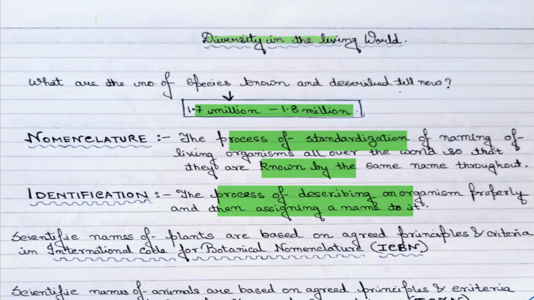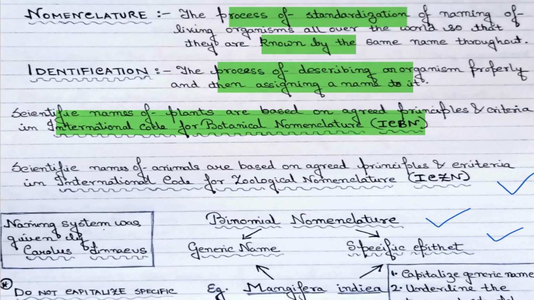Now scientific names cannot be given just like that. There are a set of protocols, like I mentioned before. So where are those protocols, principles and criteria written? For plants, it is written in the International Code for Botanical Nomenclature, and in case of animals, it is written in the International Code for Zoological Nomenclature. The former is known as ICBN and the latter is known as ICZN.